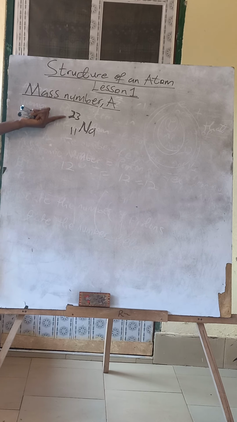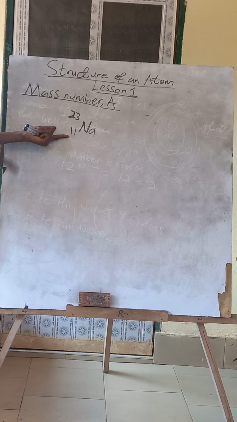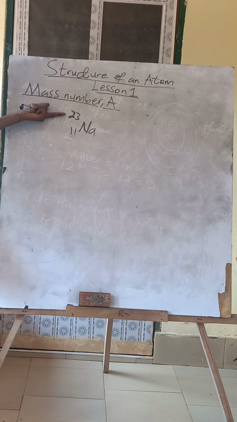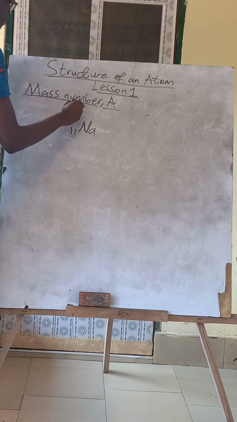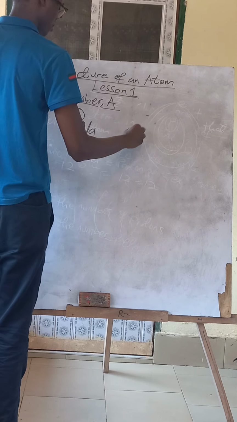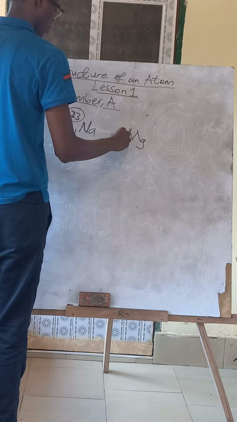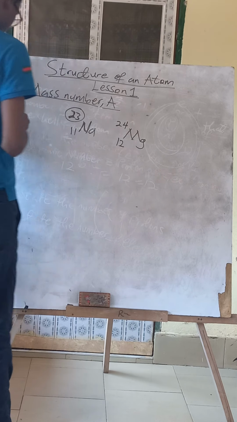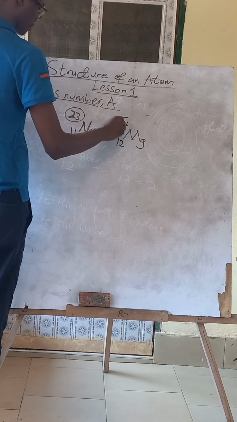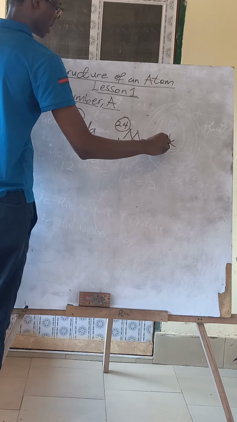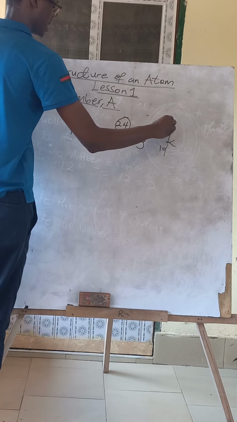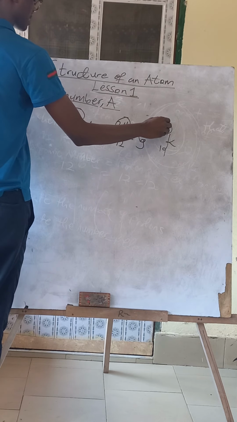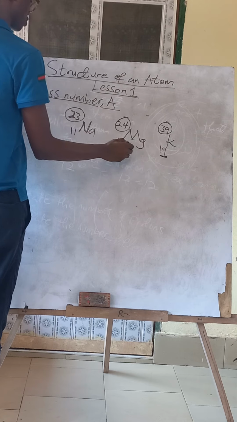This one you don't have to know, but for the atomic number at your level, you should know the first 20 elements and their atomic numbers. But for the mass number, it is not your duty to know. The mass number of sodium is 23. So this is where the mass number is located. We also have magnesium. The atomic number is 12, and the mass number is located over here. The mass number of magnesium is 24. We have potassium. Atomic number is 19, and the mass number is 39. So this is where the mass number is located, and this is where atomic number is located.